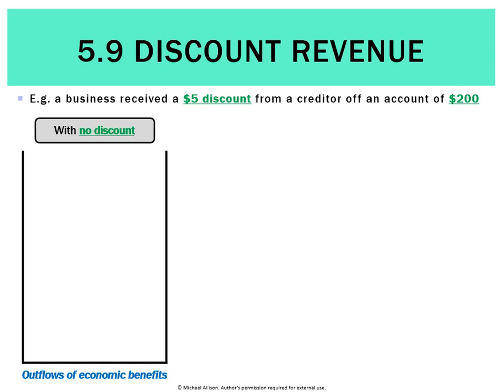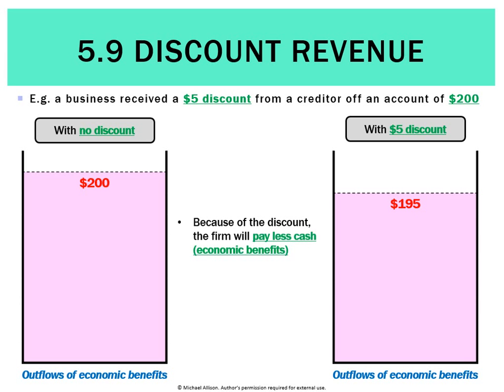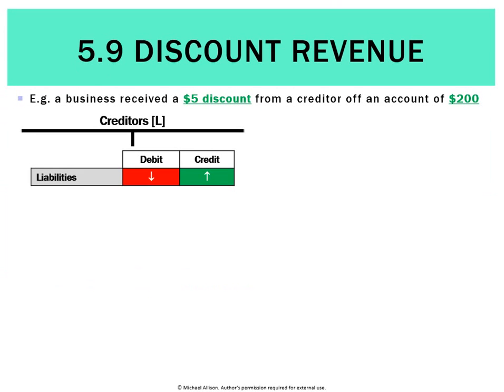If we didn't get the discount, the outflows of economic benefits to settle this would have been $200. We would have had outflows in the form of cash of $200. But if we do get a discount, in this case $5, the outflows of economic benefits are only going to be $195. So overall, because of the discount, the firm's going to pay less cash, which is less economic benefits, and therefore there's going to be a savings in outflows of economic benefits. So it's going to be the other part of the definition.